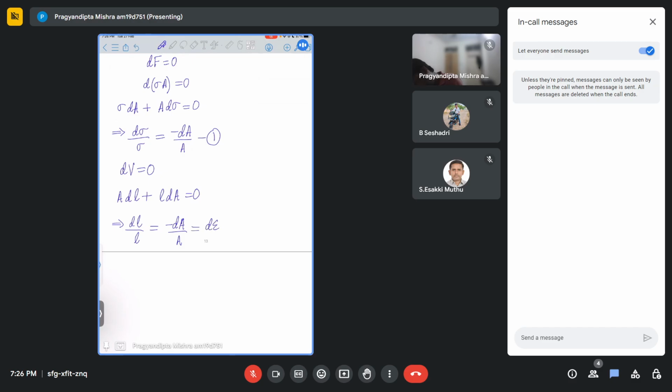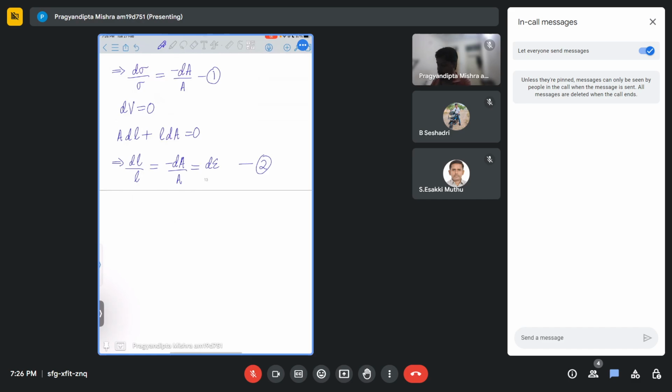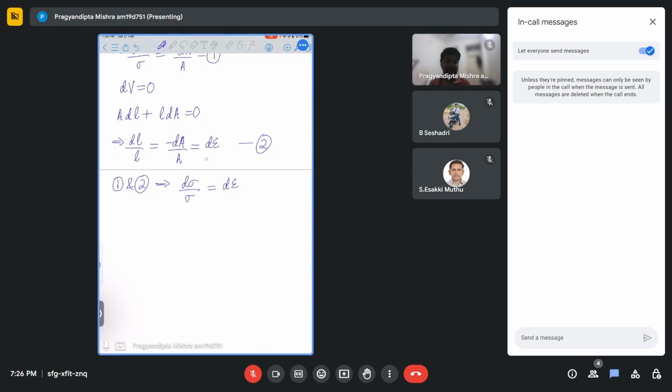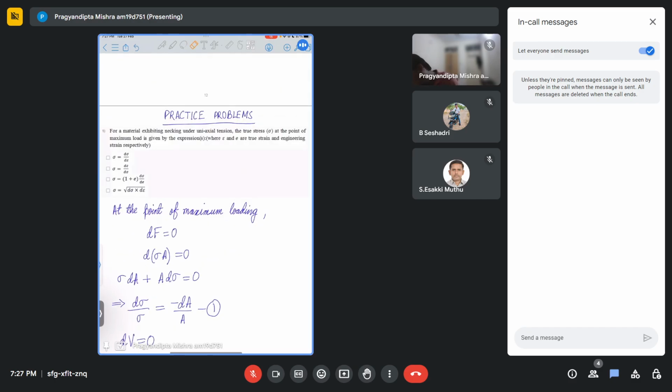So I can write d epsilon here directly. From 1 and 2, I can write d sigma by sigma, and 2, d sigma by sigma is equal to d epsilon, right? If we rewrite this, it will be sigma is equal to d sigma by d epsilon, right? So this is one expression. Let's see if this expression is present. Yes, it is there, the first one. So I can tick that one.